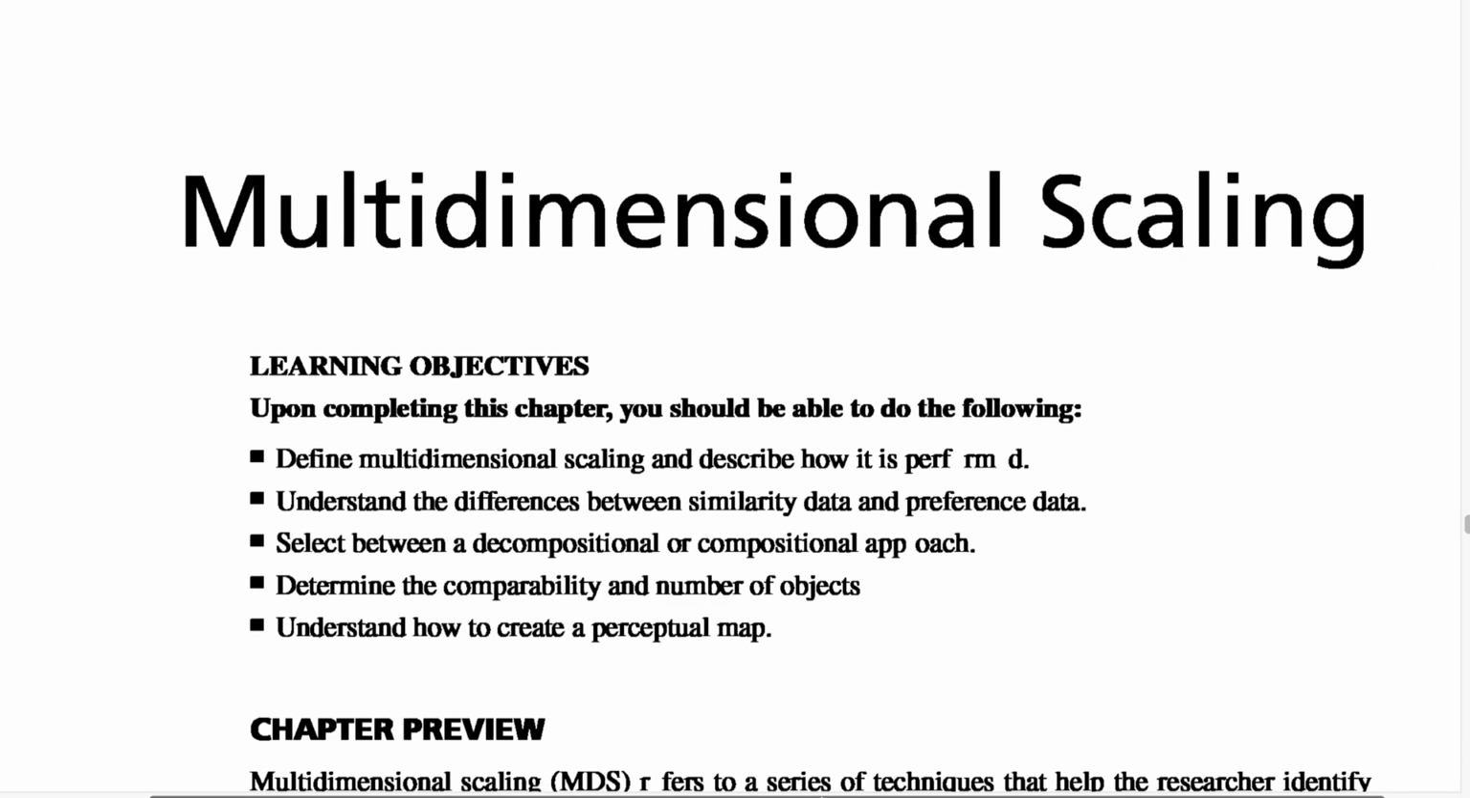Let's talk about multidimensional scaling. Learning objectives. Upon completing this chapter, you should be able to do the following. Define multidimensional scaling and describe how it is performed. Understand the differences between similarity data and preference data. Select between a decompositional or compositional approach.